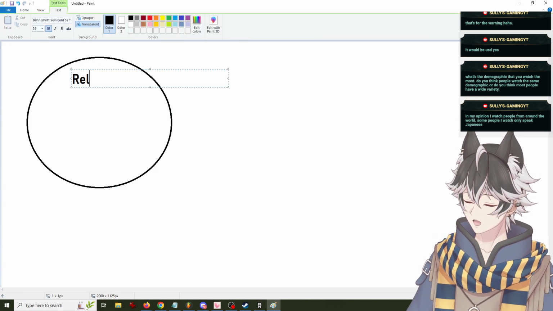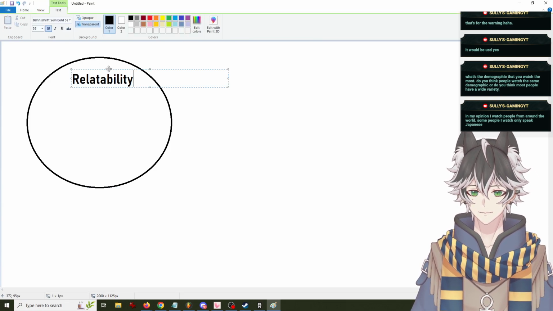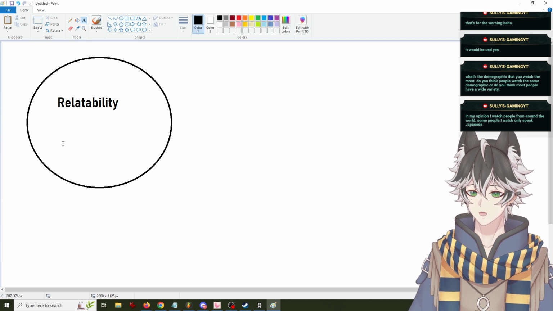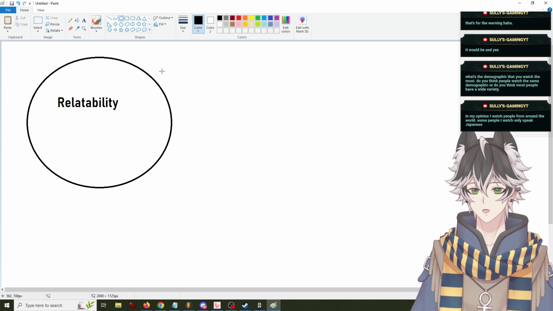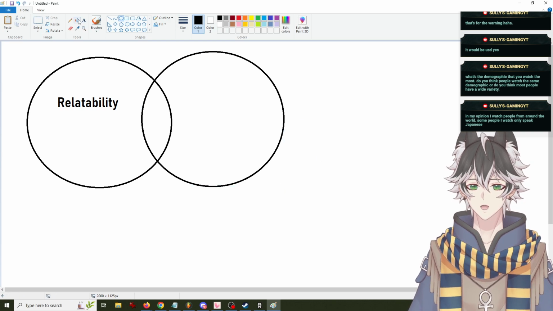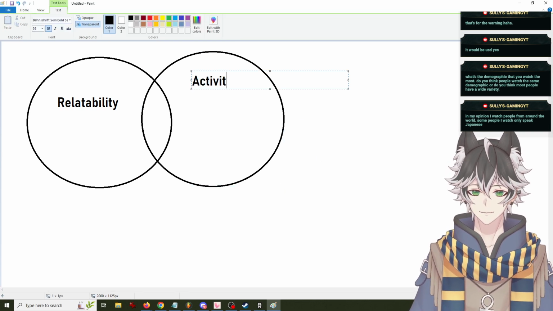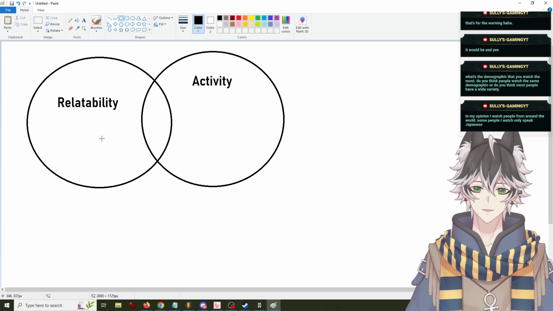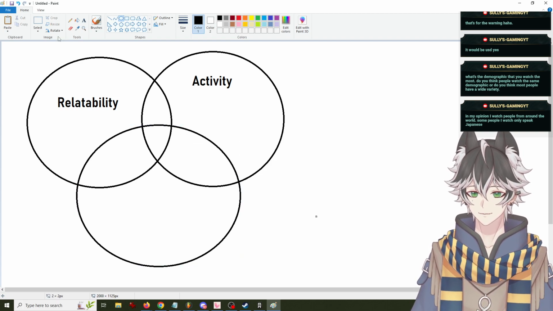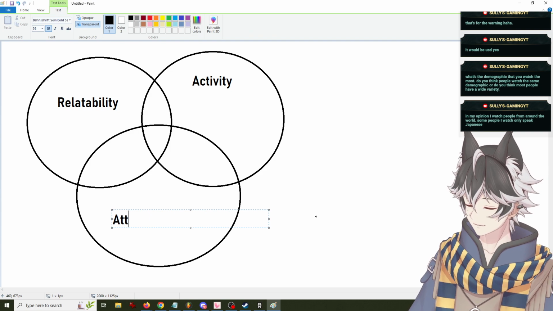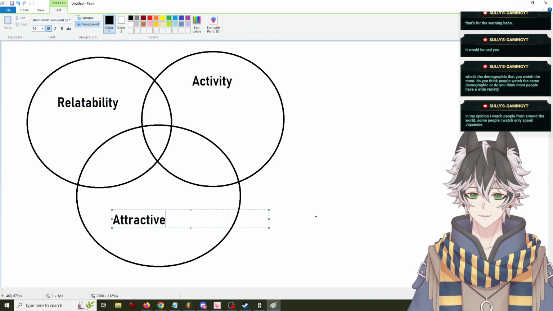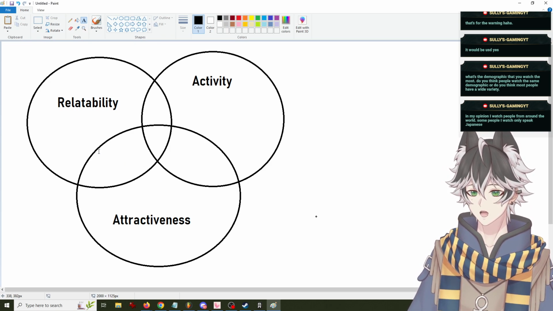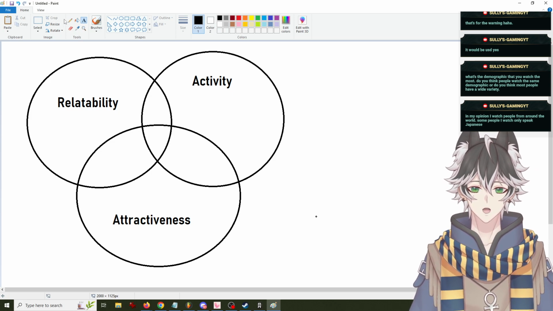And this is like relatability. Now, relatability includes things like being of a similar culture, you're much like the person. Then there's activity. And what else? This is gonna sound bad, but attractiveness. So I think when people are picking a streamer or somebody that they want to watch regularly, they're looking for these three things, I think.